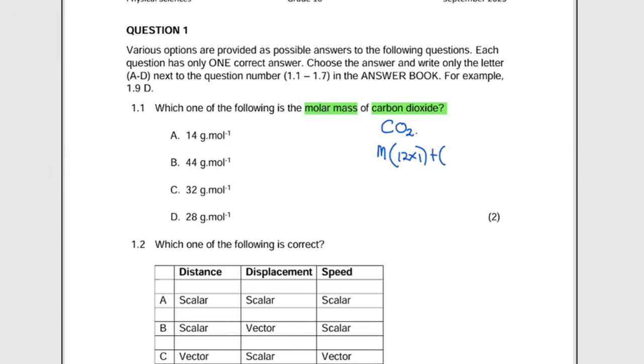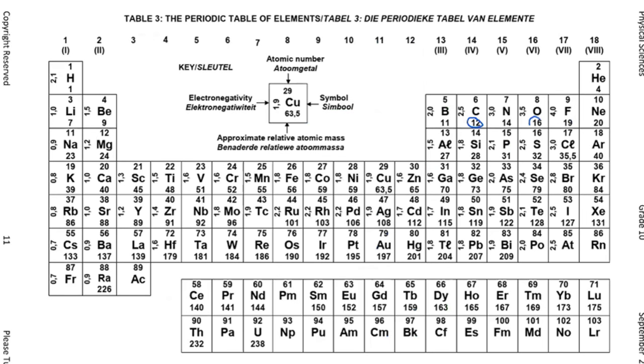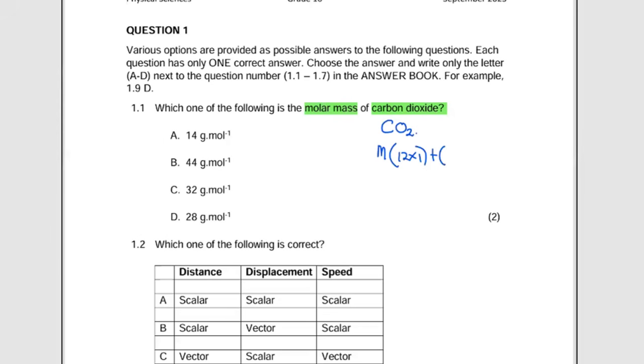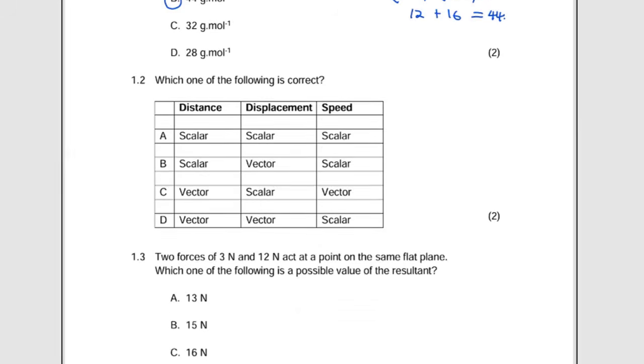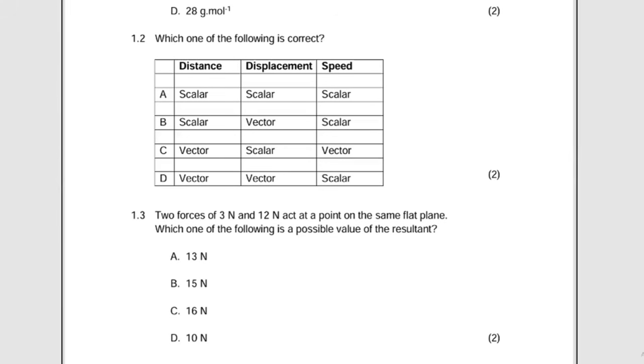We move on to oxygen. Our oxygen has a relative atomic mass of 16. Therefore, we're going to say 16 multiplied by 2. Then we're going to get a value of 12 plus 32, which is equivalent to 44. So our answer is going to be 44. Our final answer, the correct option, is option B, which is 44 grams per mole.